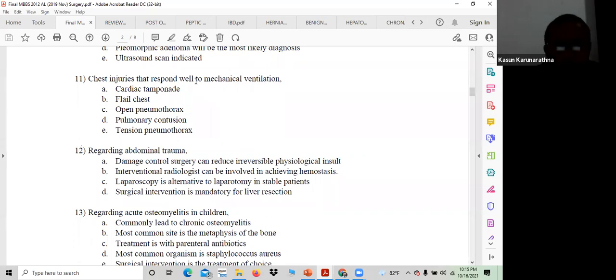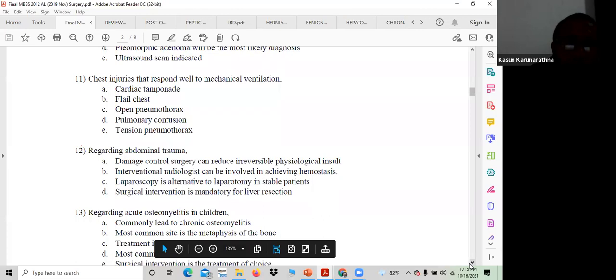So if you intubate and ventilate, the patient will definitely respond. Most of the time, the only thing you need is pain relief. But if the patient is hypoxic, you should intubate and ventilate, and the patient will respond. To reduce the duration of the ICU stay or ventilation, you can fix the flail segment, right?